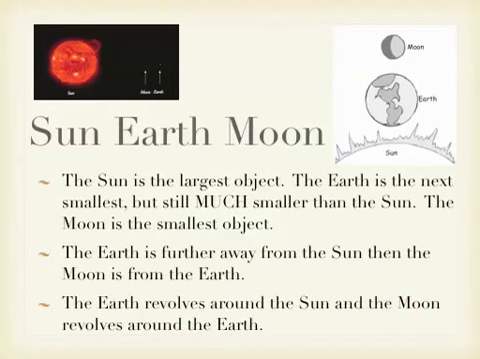The Earth revolves around the Sun, and the Moon revolves around the Earth. And we're going to get into revolution versus rotation in just a minute. But revolving means circling around. So the Moon is constantly circling around the Earth, and at the same time the Earth is constantly circling around the Sun. It's the Sun, Earth, and Moon.